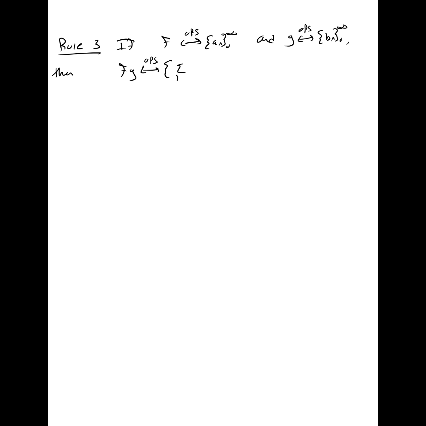Let's go to a new page. Rule 3 is, if we have f as the ordinary power series for a sub n from 0 to infinity, and g being the ordinary power series for b sub n, then fg, we can multiply these power series together and get that this is the generating function for the series of sums from r equals 0 to n of a sub r, b sub n minus r. And so that's the rule.